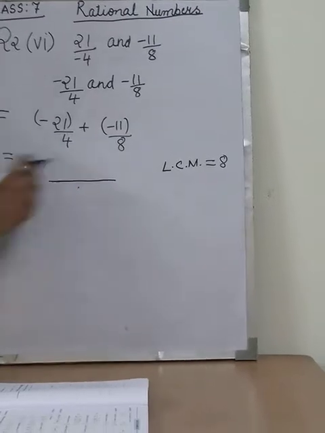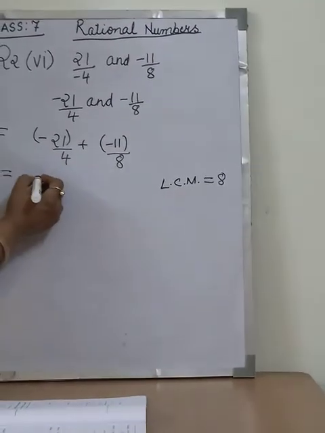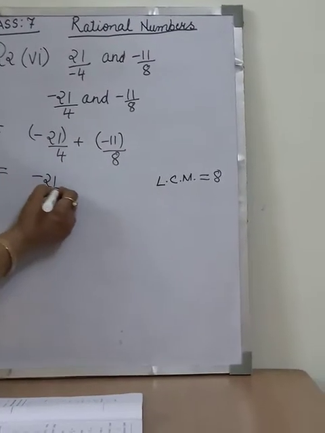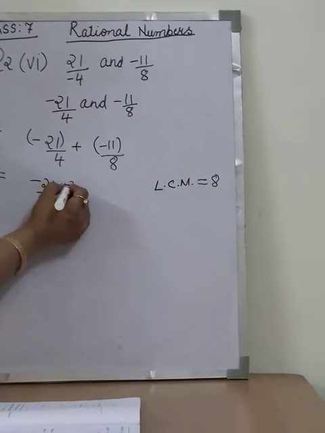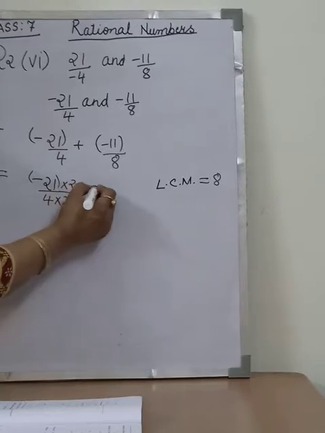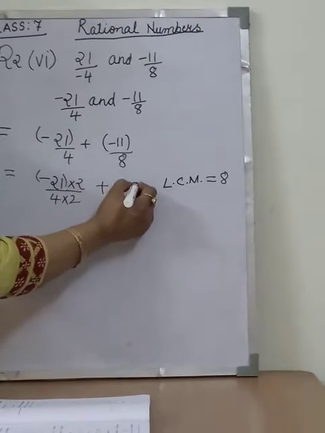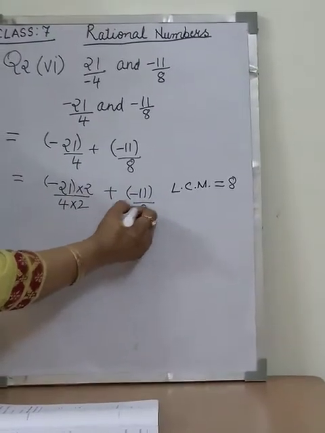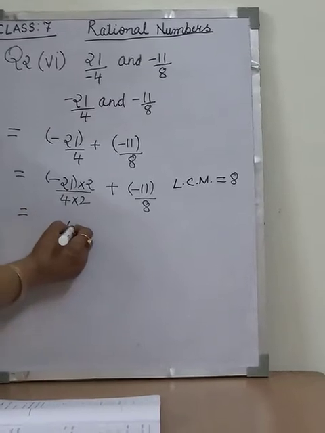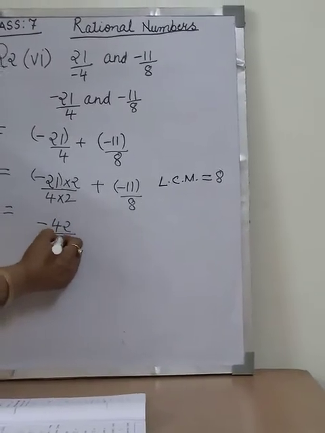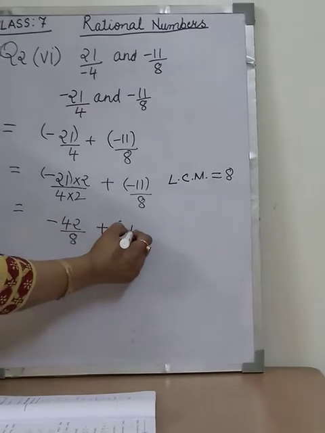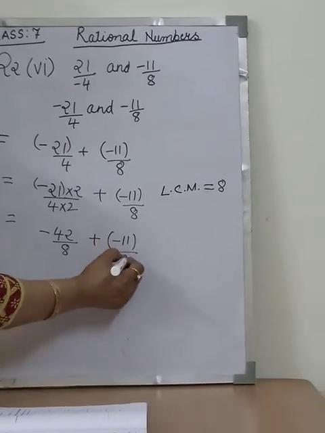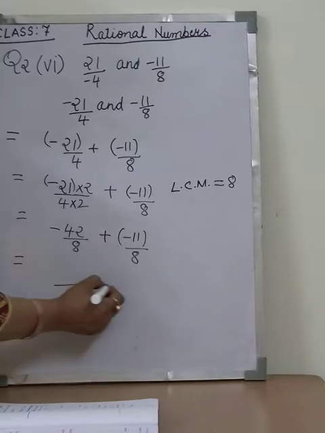Now what should be multiplied to 4 to make it 8? It is 2. So I multiply 2 in the numerator as well as in the denominator. It is already 8, so no need to multiply anything. What we got? Minus 42 upon 8 and minus 11 upon 8.